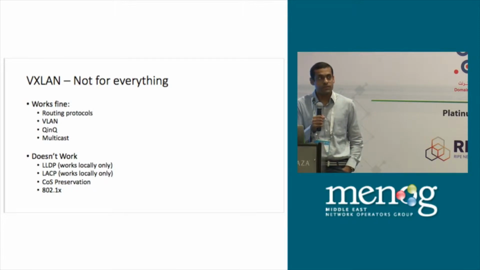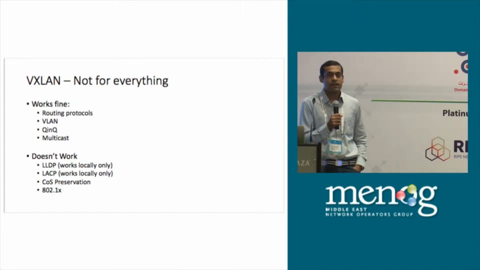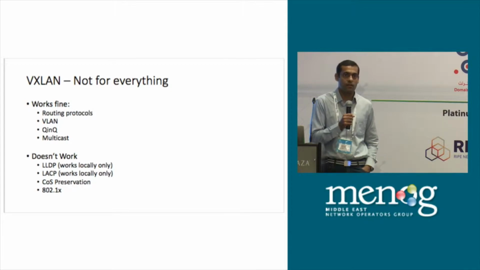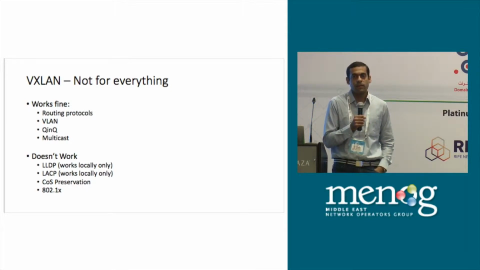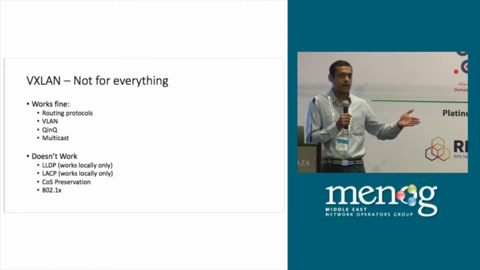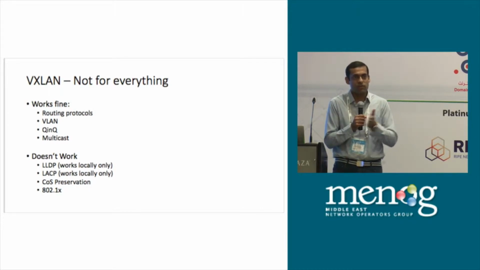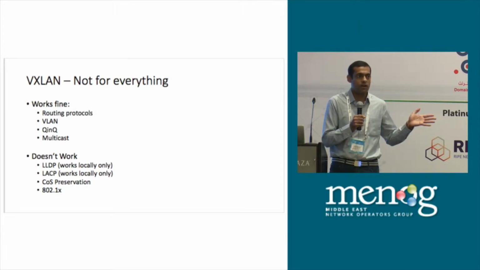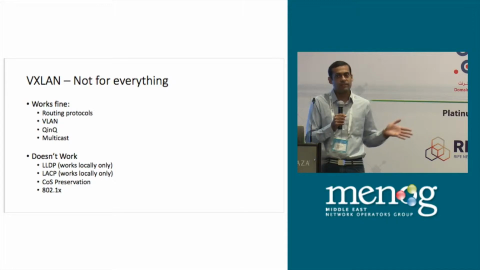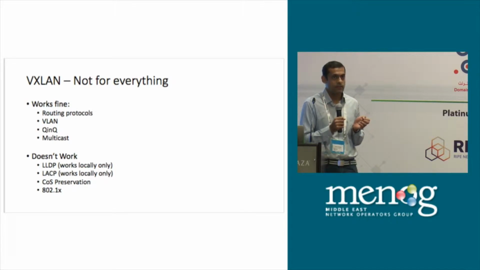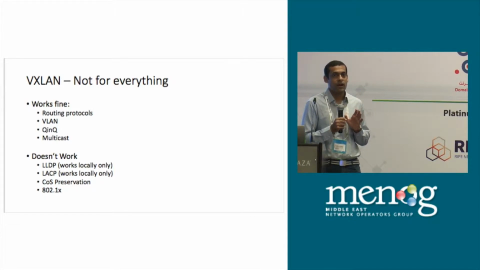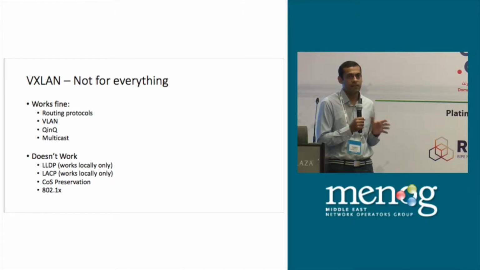If you want to do COS preservation, it will kill all the COS marking if you send it across the VXLAN segment. You cannot preserve it because it removes the outer VLAN, and all the COS marking is on the VLAN. So once you're removing it, it's gone. So there are certain issues, and of course it kills the 802.1x as well.